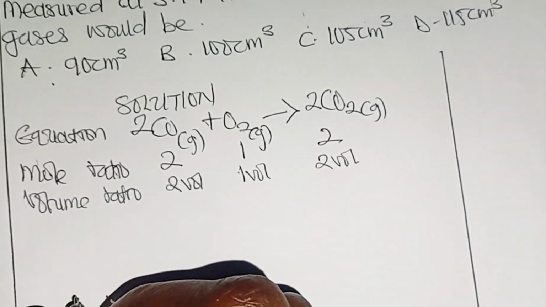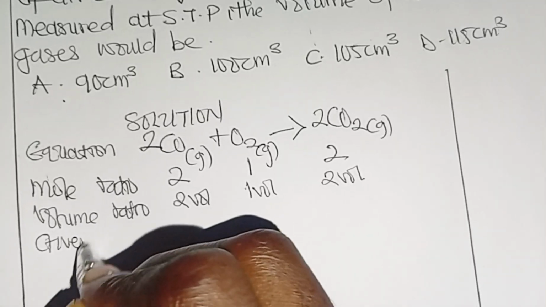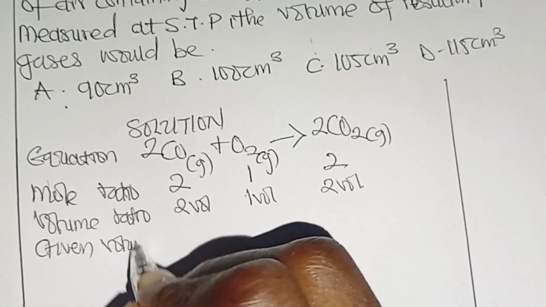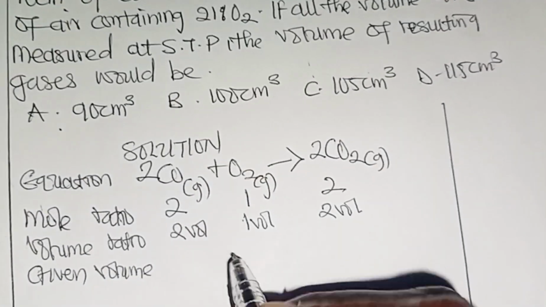After writing out the mole volume ratio, what's the next step? Write out the given volume. And how do you get the given volume? Travel down to the question. What's the given volume of CO? 10 cm cube.